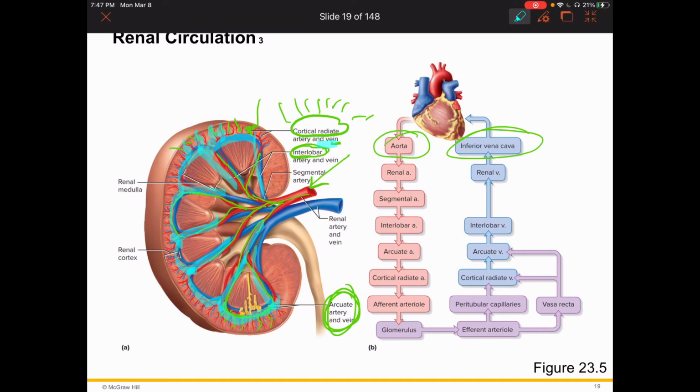And there's going to be segmental veins. And then we are going to meet again at the renal vein, and we're going straight down to Vena Cava Town. Okay. So it's pretty specific, and we'll look at why as we go through the nephron a little more.